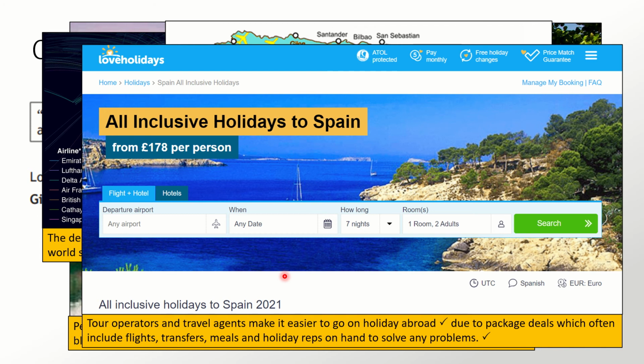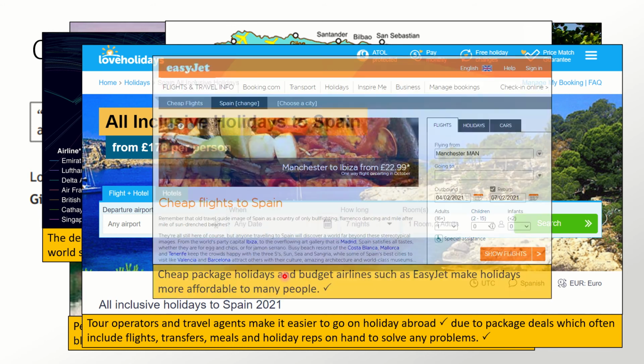And this encourages people who might otherwise have been a bit not confident enough to go on holiday, not confident enough to organize it. This encourages those kind of people to go on holiday. And that, of course, adds to the number of people who are going to Spain on holiday.